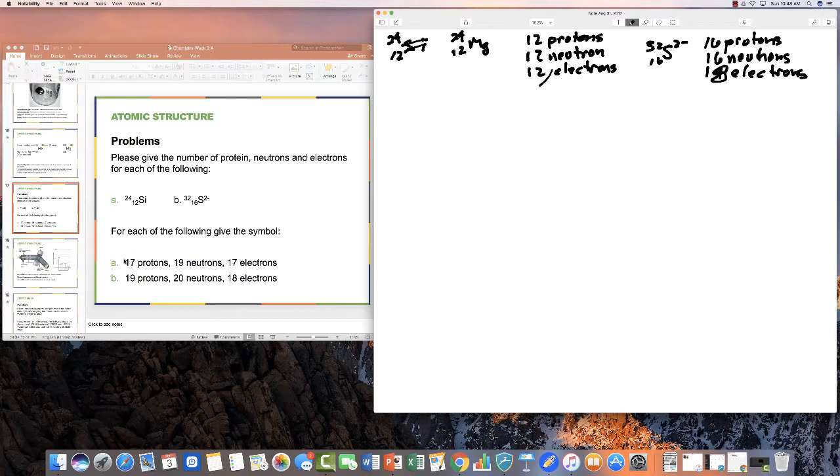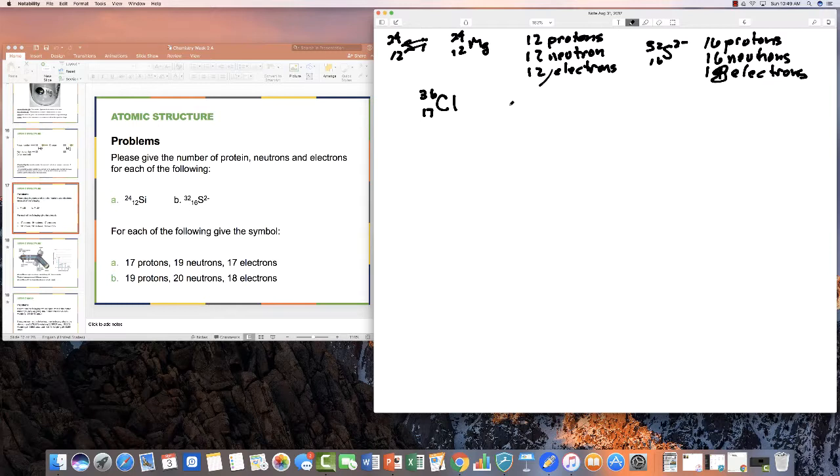Taking a look at the first one, 17 protons. Okay, if you look at the periodic table under 17, you find that that's chlorine. So first of all, your symbol is chlorine, and it's going to have an atomic number of 17. 19 neutrons, so if you add 17 and 19, you get 36. So your atomic mass is 36, and you have 17 electrons, so those are the same, so there's no charge. So this is the answer to the first question.